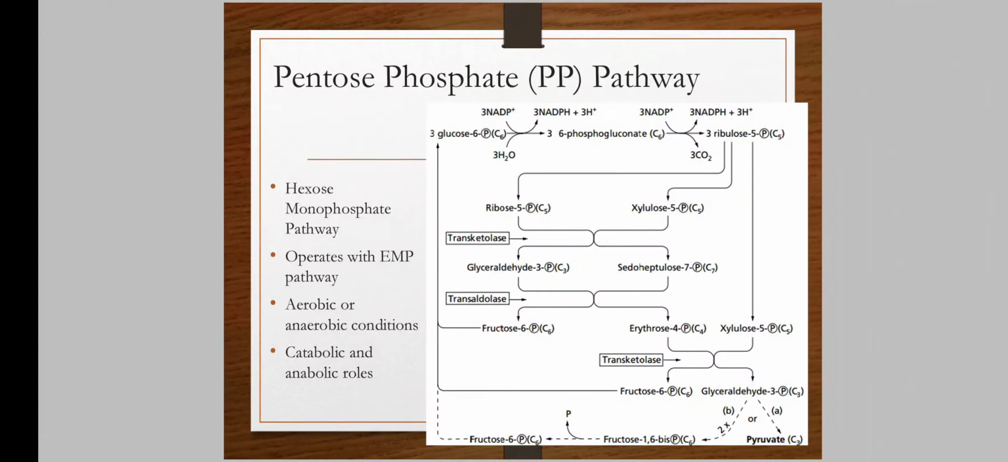Aside from that, you have the pentose phosphate pathway, PPP. Another name is the hexose monophosphate pathway. This operates simultaneously with the EMP pathway. Like the EMP pathway, it runs in either aerobic or anaerobic conditions, and it's anabolic. So what's the difference here? It's mostly cyclical. It starts with glucose-6-phosphate, which it shuttles off from the EMP pathway.